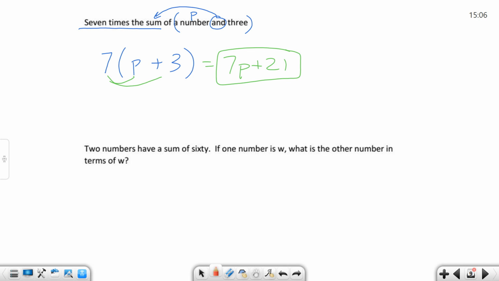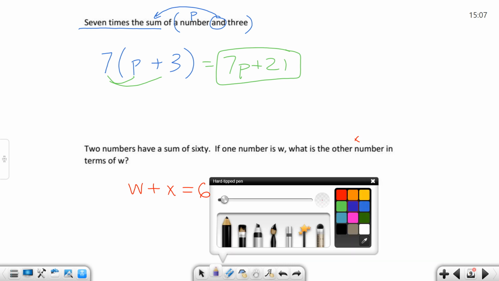All right, so the next one is a little different scenario. 2 numbers have a sum of 60. If one is W, what is the other number in terms of W? So I want W plus some other number, right? So let's just call it X, all right? The other number will say X in terms of W. So W plus X equals what? Because it says 2 numbers have a sum of 60. So W plus something else is 60. So W plus X is 60. But I want to know, hey, what is X in terms of W?